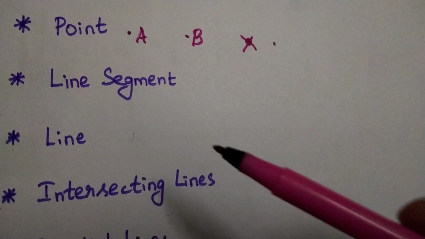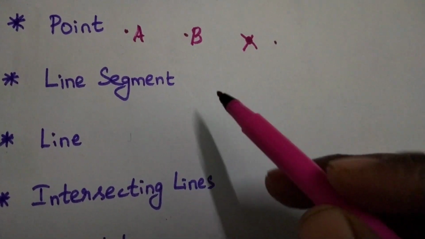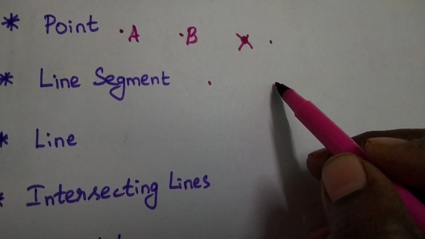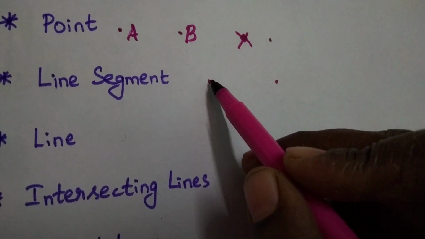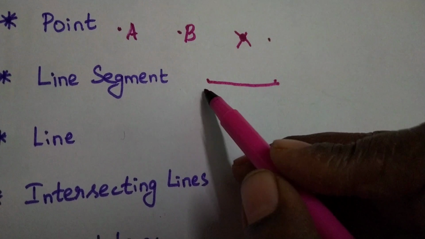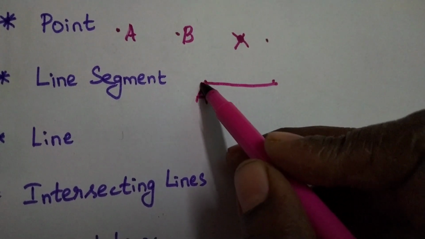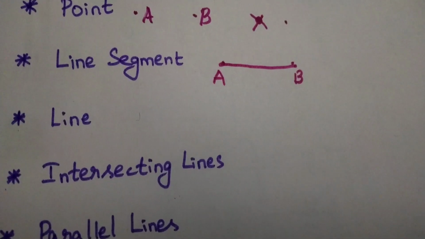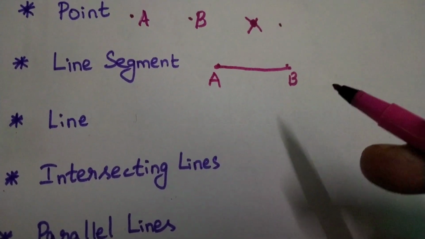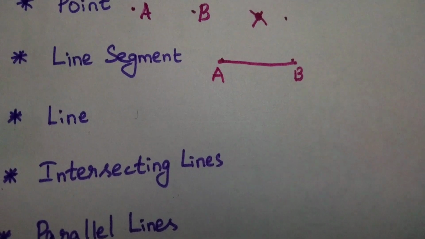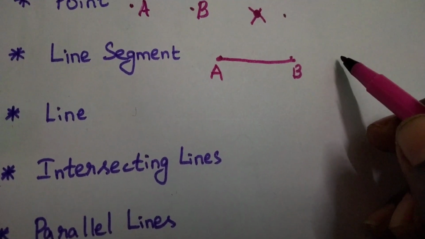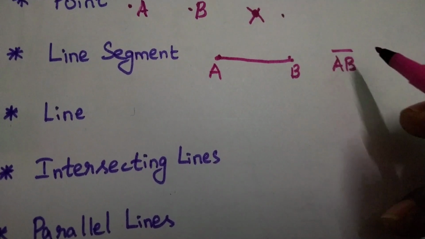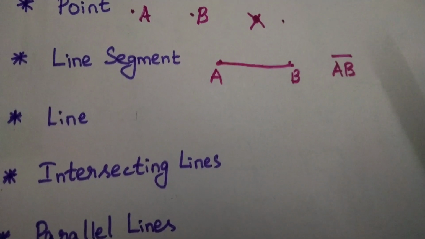Line segment is a straight line with a starting point and an end point. So a straight line with starting point A and end point B. This is line segment. So how can we represent the line segment? AB bar means it's a line segment.